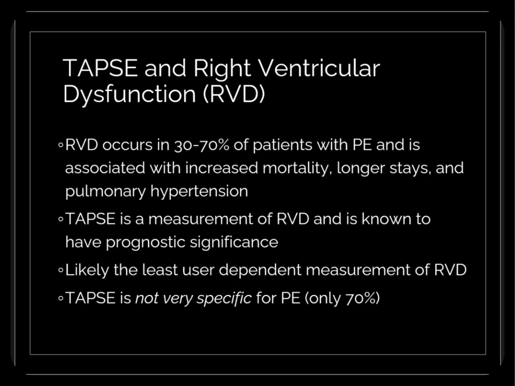A great thing about TAPSE is it's probably the least user-dependent measurement of right ventricular dysfunction. But keep in mind, TAPSE is not very specific for pulmonary embolism. Its specificity is only about 70%, because we can have reduced TAPSE also seen with right heart failure, secondary to COPD, pulmonary hypertension, right-sided MI, and even when left heart failure causes right heart failure.